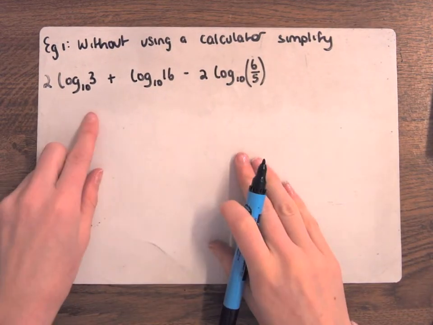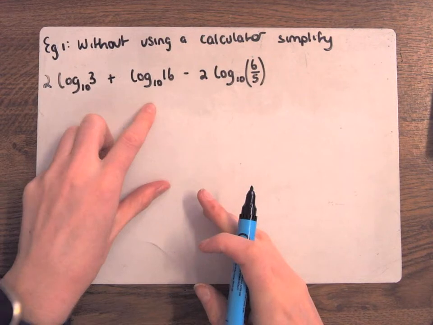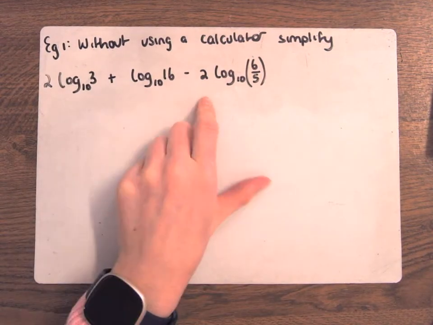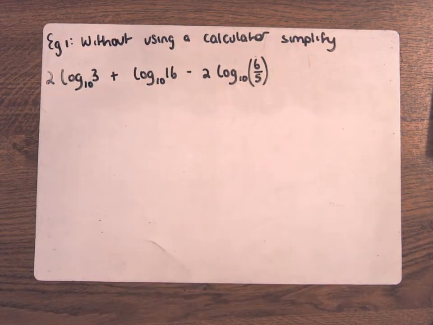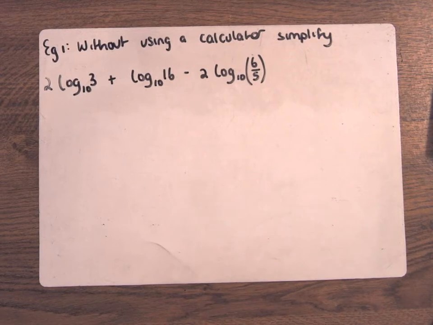So 2 log to the base 10 of 3 plus log to the base 10 of 16 minus 2 log to the base 10 of that. You're just going to apply a few of the rules, okay? So see whichever ones come at you first.